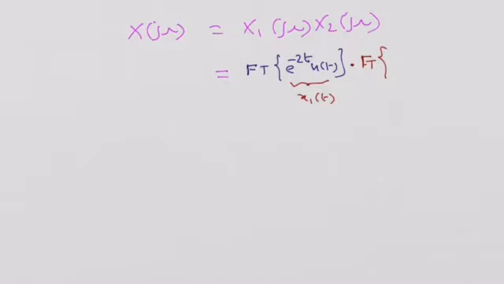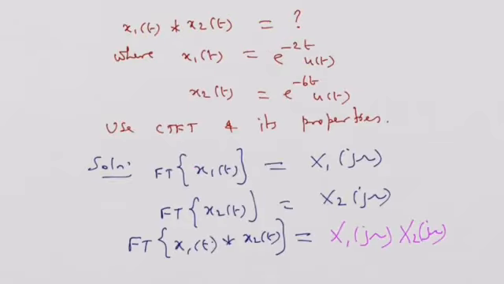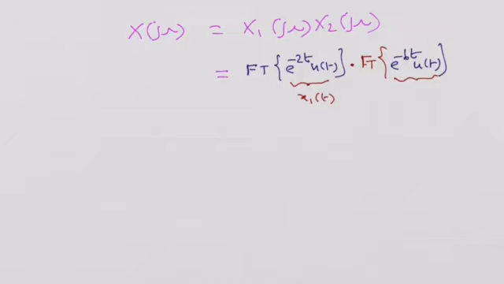What is x2 of j omega? It is the Fourier transform of x2 of t. What is x2 of t? x2 of t is simply e power minus 6t into u of t. Please recall. If you look at the statement of the problem, x1 of t is given and x2 of t is given. So using x1 of t and x2 of t, we have to find x1 of j omega and x2 of j omega. Using those results, we must find the Fourier transform of the result of convolution of x1 of t and x2 of t.